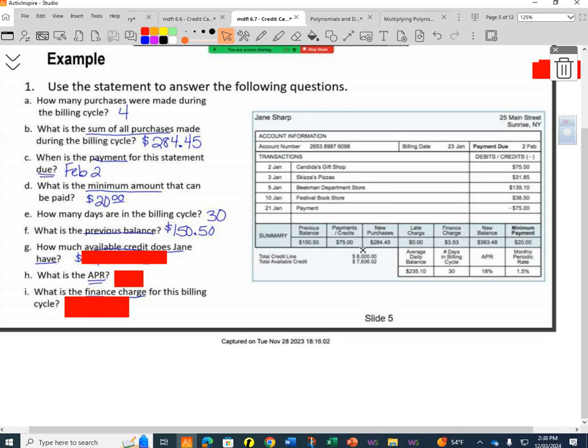Here her total credit line is $8,000, and it gives you her available credit right there. You don't even have to do the math. And the APR should be given right here, and it even does the monthly rate for you there. And what is the finance charge for this billing? It should tell you in a box, finance charge right there, $3.53. No secrets there, just make sure you read the titles.